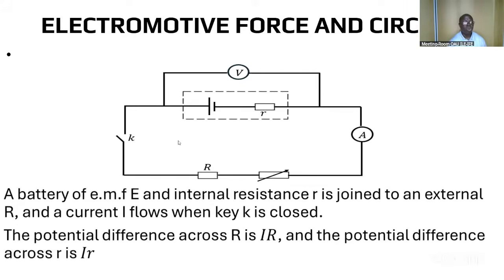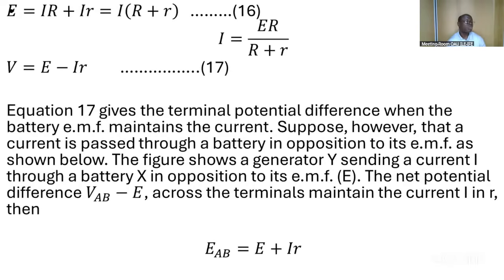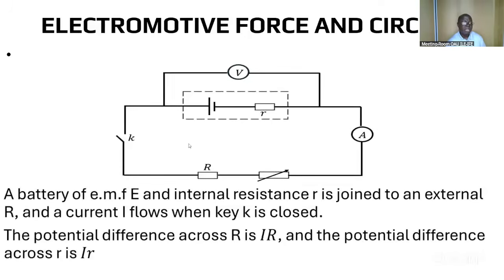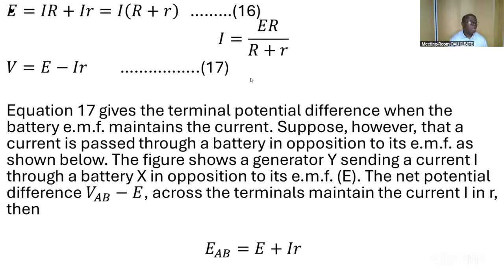And that is what will lead us to equation 16. Your total EMF will be equal to the PD across your R, which is the same thing as V, plus the PD across your internal resistance r. Where you have that dashed line, you can connect a voltmeter to measure the PD across it. The sum of the PD across small r plus the PD across big R gives the total potential difference, which we call the electromotive force. And that is how we got this.